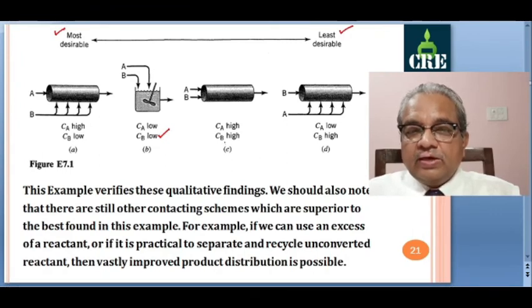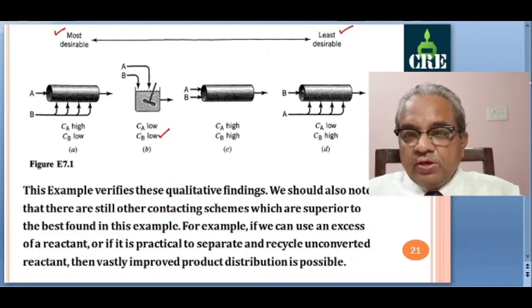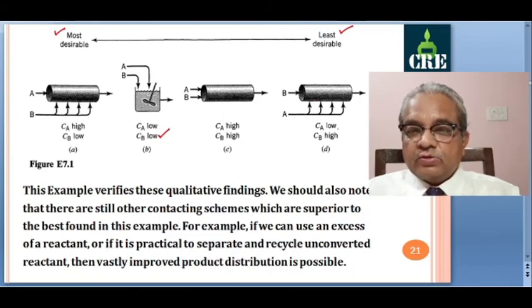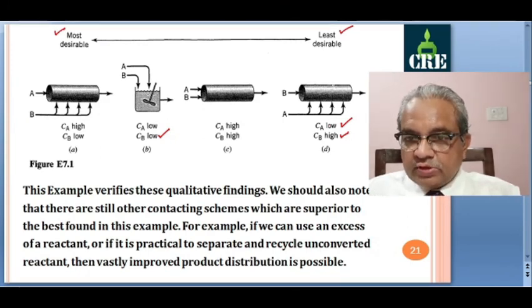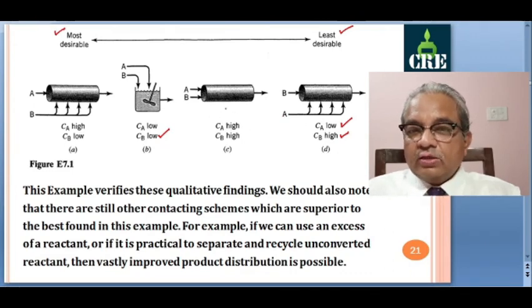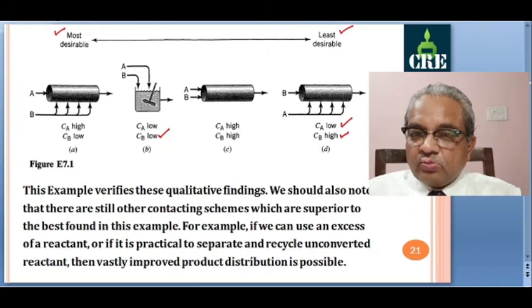Then if CA high and CB high both, if you go like this, this is not at all desirable. And here B is flowing through the reactor and A is now added as side entry to the reactor at various points. So here CB is high and CA is low. So this kind of setup will favor this. So we are considering on the basis of different possible setups.